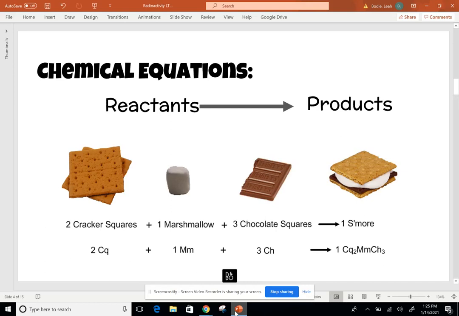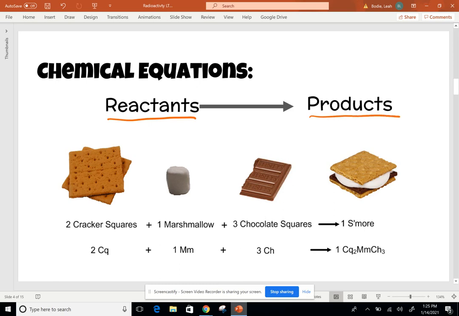All right, welcome everybody. So let's go over our lecture from today. So we started out here with talking about chemical equations. And so in our chemical equations, we have reactants and we have products.